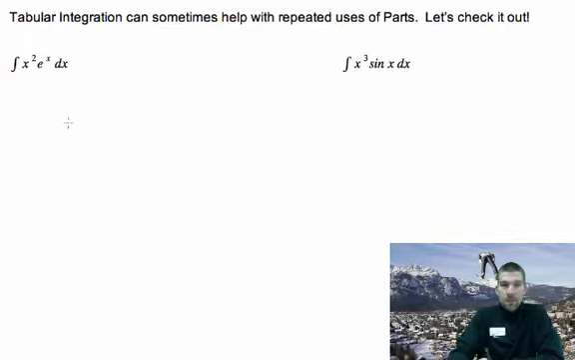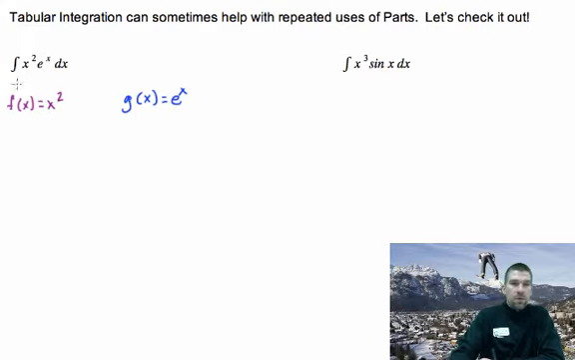Basically, here's the setup. If we've got x squared e to the x, what we're going to do is make a table, and we're going to let f of x equal x squared, okay? And I'll show you why we picked this in a minute. Then we're going to let g of x equal e to the x, okay? And what we're going to look at right here in purple, in this plum color, is we're going to derive. So we're going to look at the derivative. And in blue, we're going to integrate.